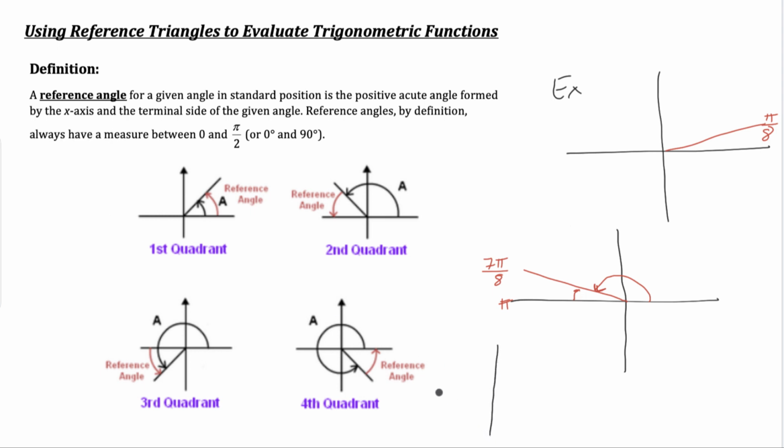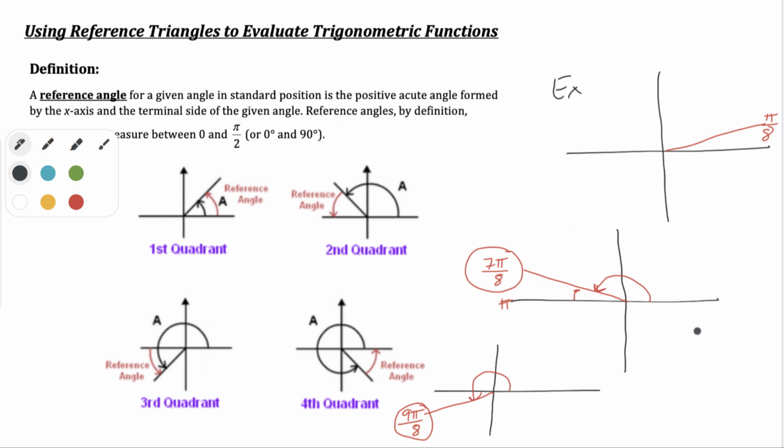All right, if I'm looking in the third quadrant, this angle is pi over 8 units away from the x-axis, but this time it's pi over 8 beyond pi, and that would be the angle 9 pi over 8. So far we have an angle in the second quadrant, 7 pi over 8. We have an angle in the third quadrant, 9 pi over 8. And then we have one more angle with a reference angle of pi over 8. That angle would be in the fourth quadrant.